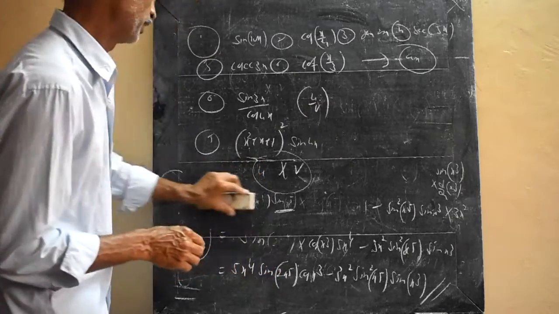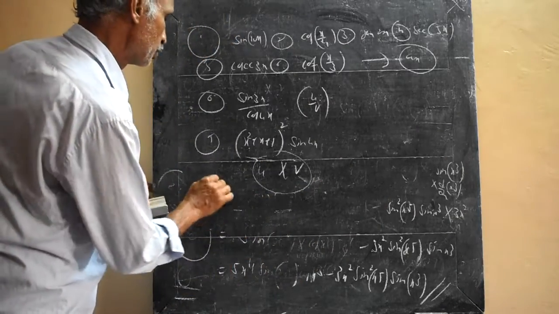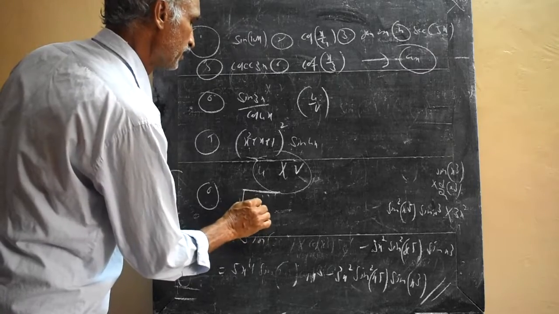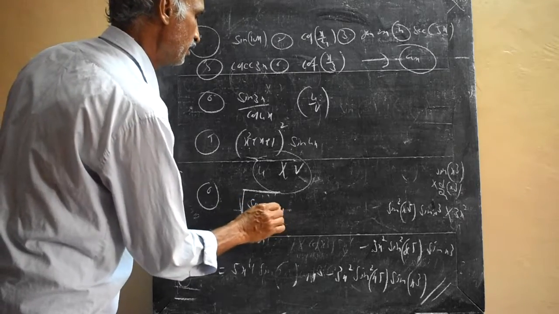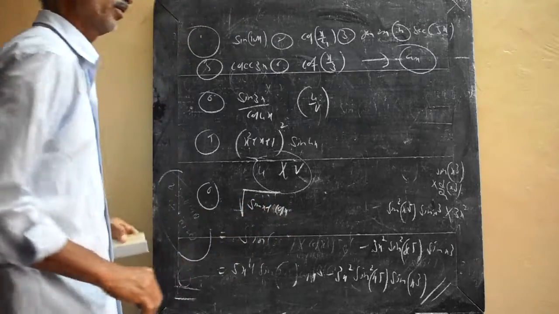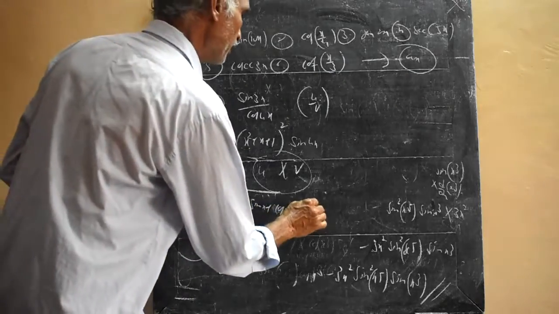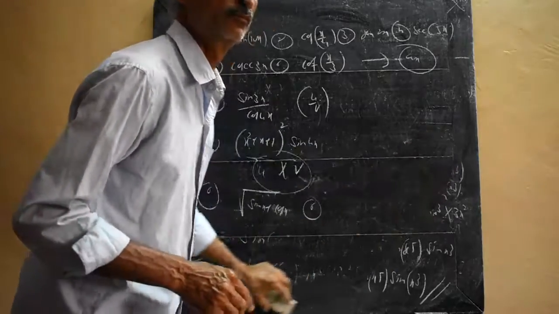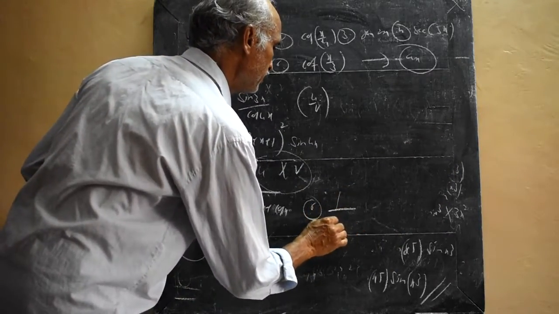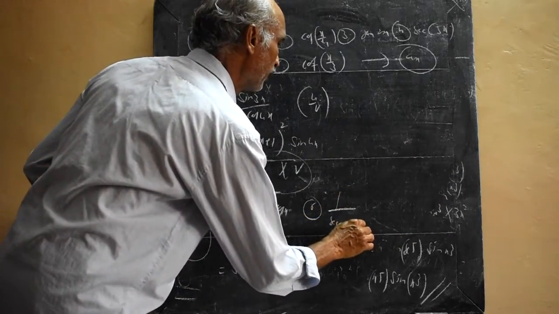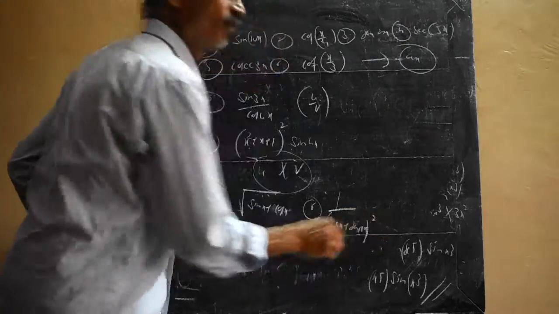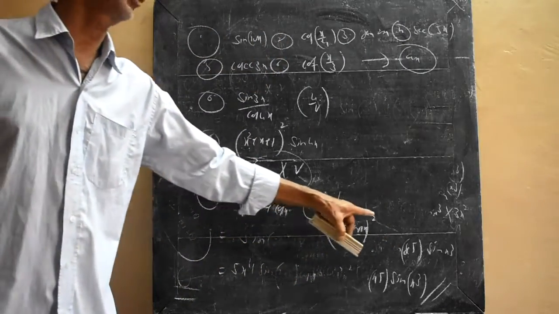Next one, square root of sin x plus cos x. It is in the form of root f of x. And the next one, 1 upon sec x plus tan x the whole square. It is in the form of 1 upon f of x raised to n.